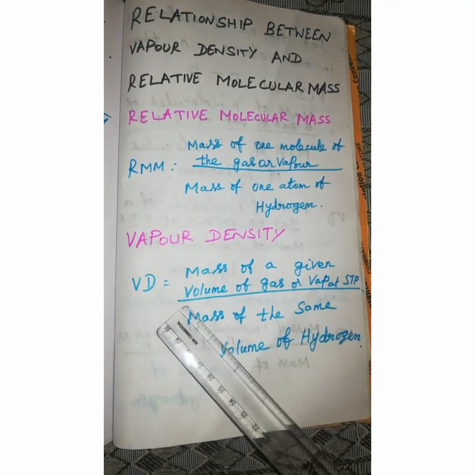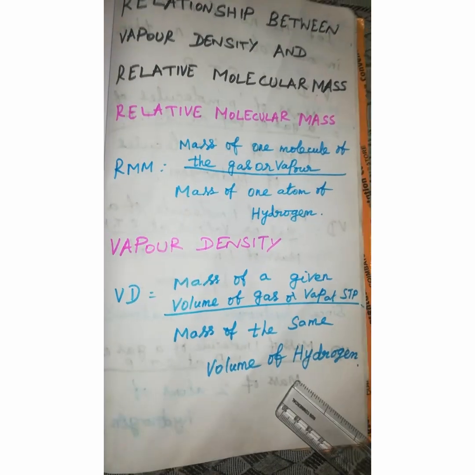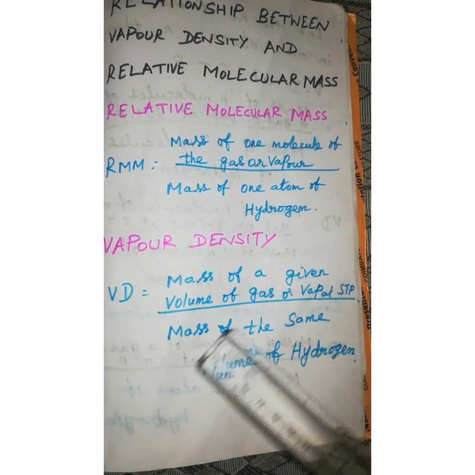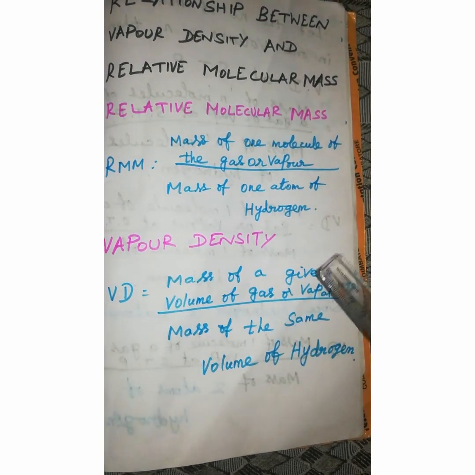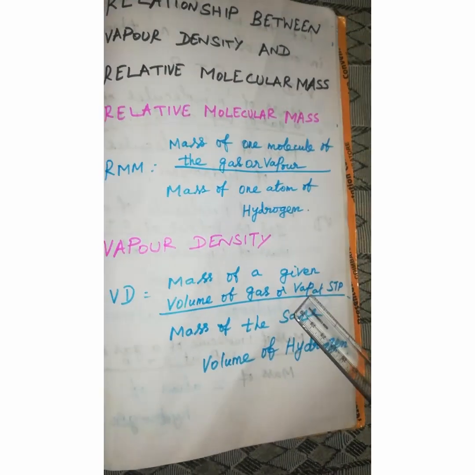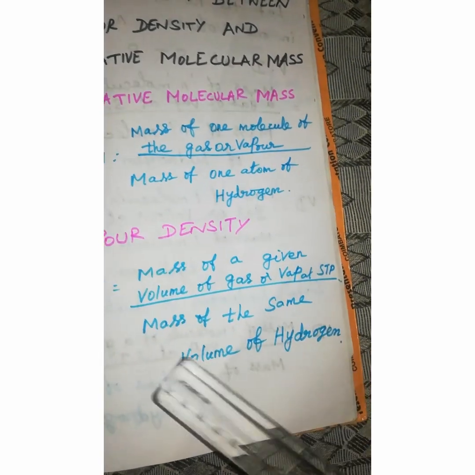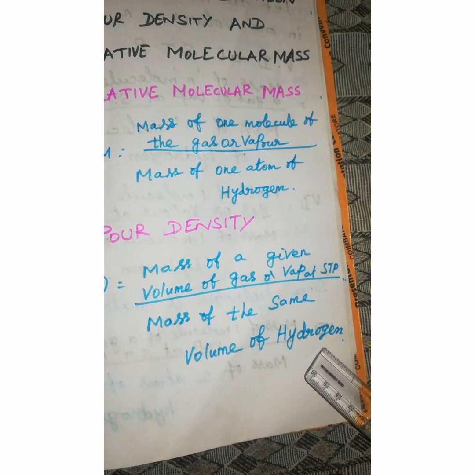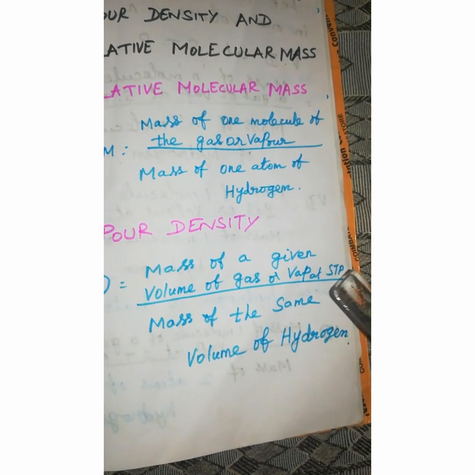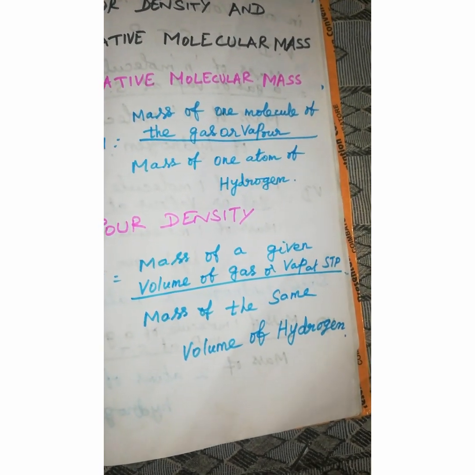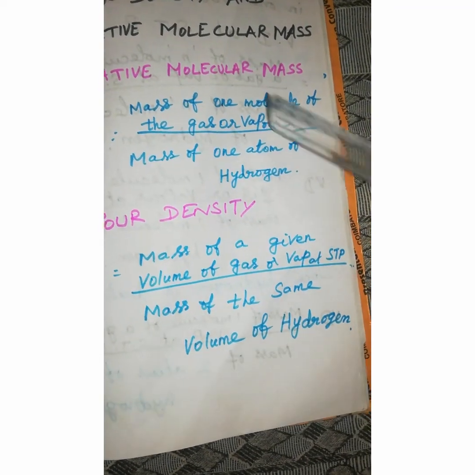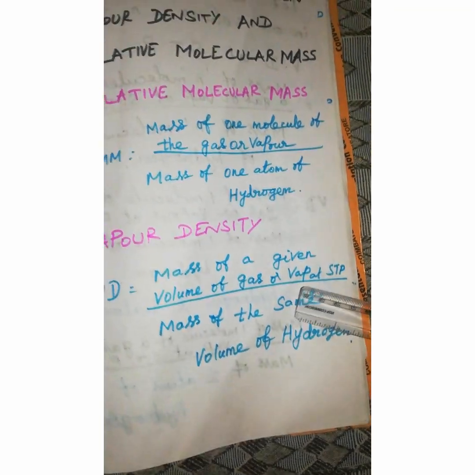Then how to write the definition? Vapor density is defined as the ratio. Division means ratio. Ratio between the mass of a given volume, that is mass of a certain volume of gas or vapor, to the mass of same volume of hydrogen at similar conditions of temperature and pressure. Have you understood how to write the definition of relative molecular mass and vapor density?